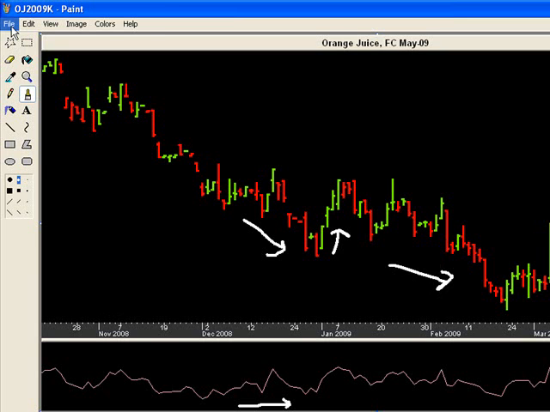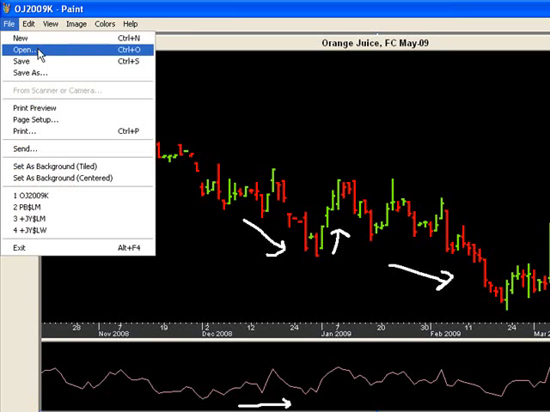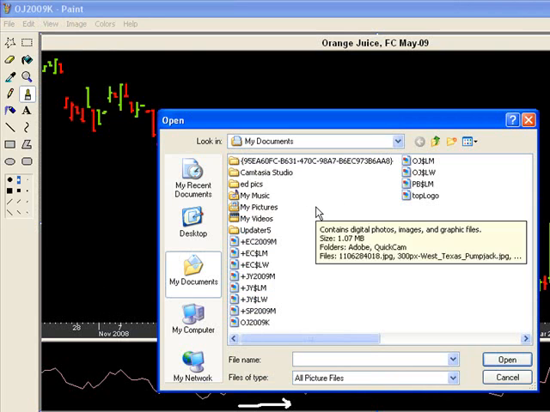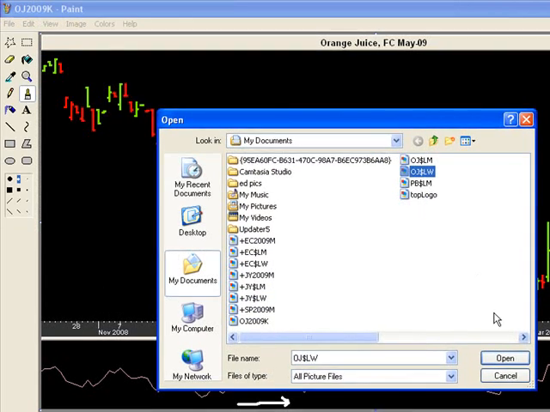Now, I'm going to switch gears, and this is a daily chart of orange juice. I'm going to switch now to a weekly chart of the orange juice and see what the picture looks like there.